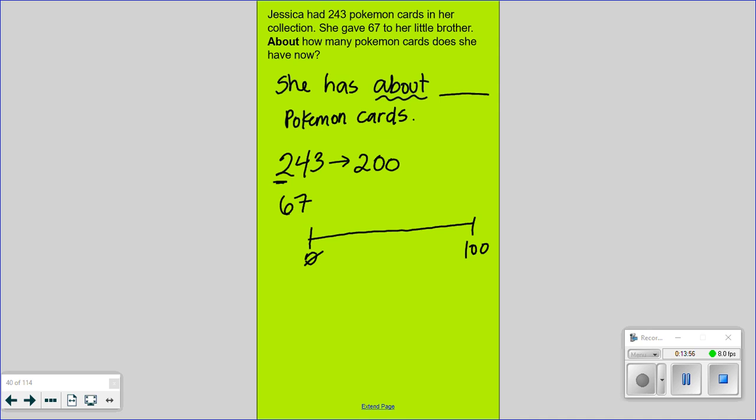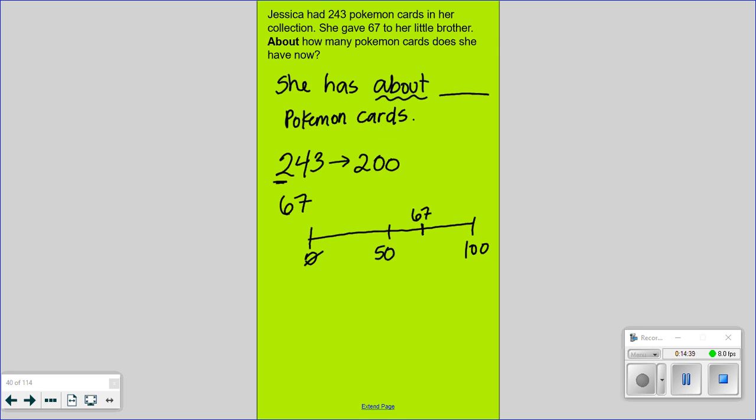Paxton, you know what the midway point is going to be? 50. Beautiful. Addison, where is 67 going to go? Is it going to go to the left of 50 or to the right of 50? The right of 50. Is it going to go close to 50, close to 100, or in the middle? Close to the middle. 67 is pretty close to our middle.